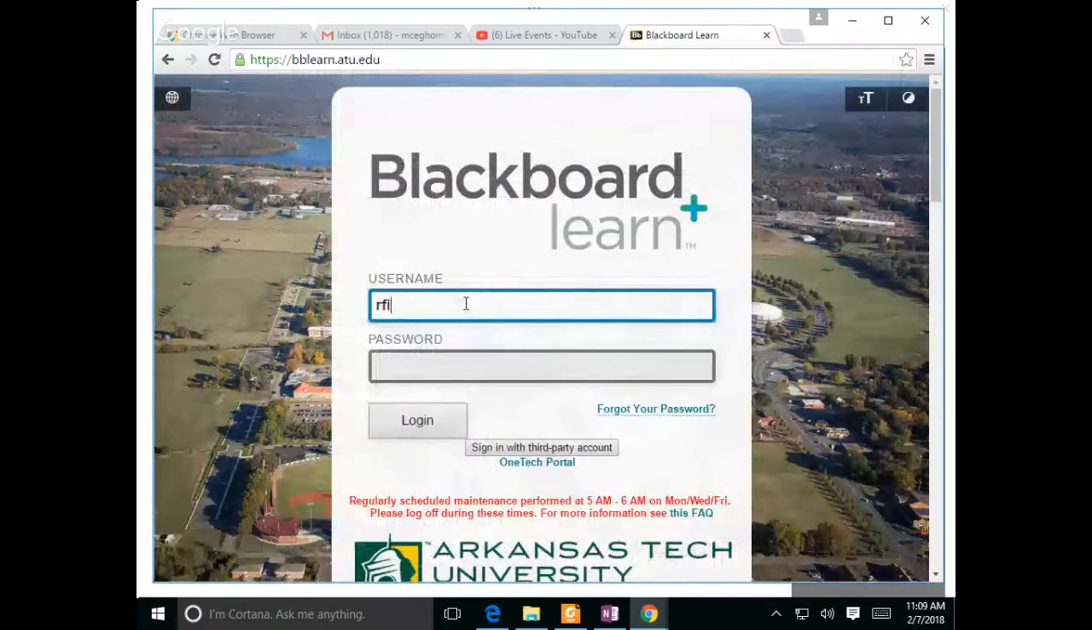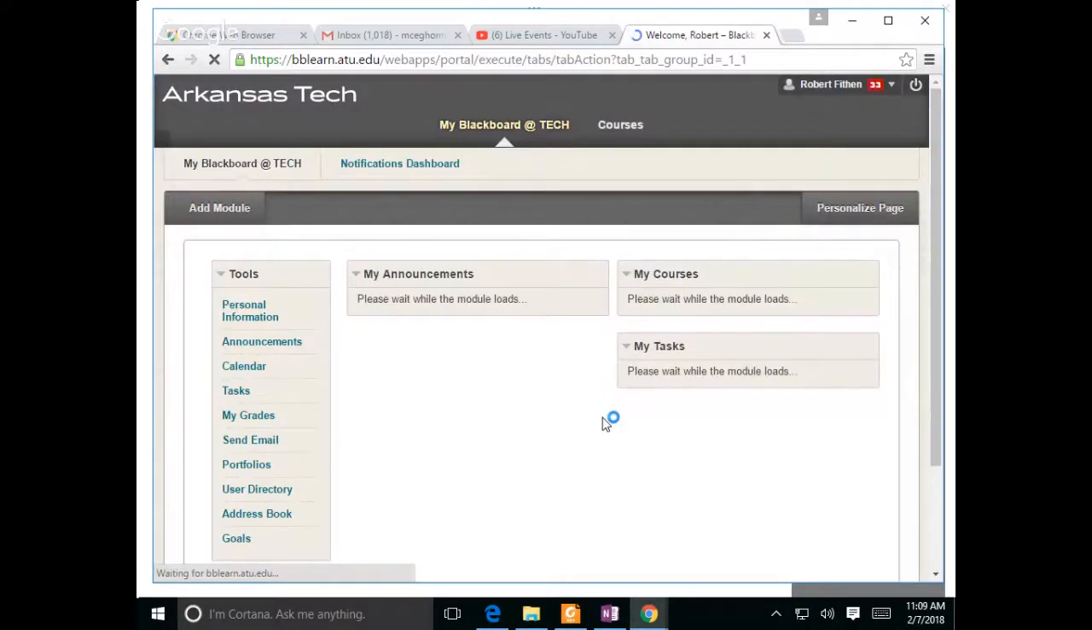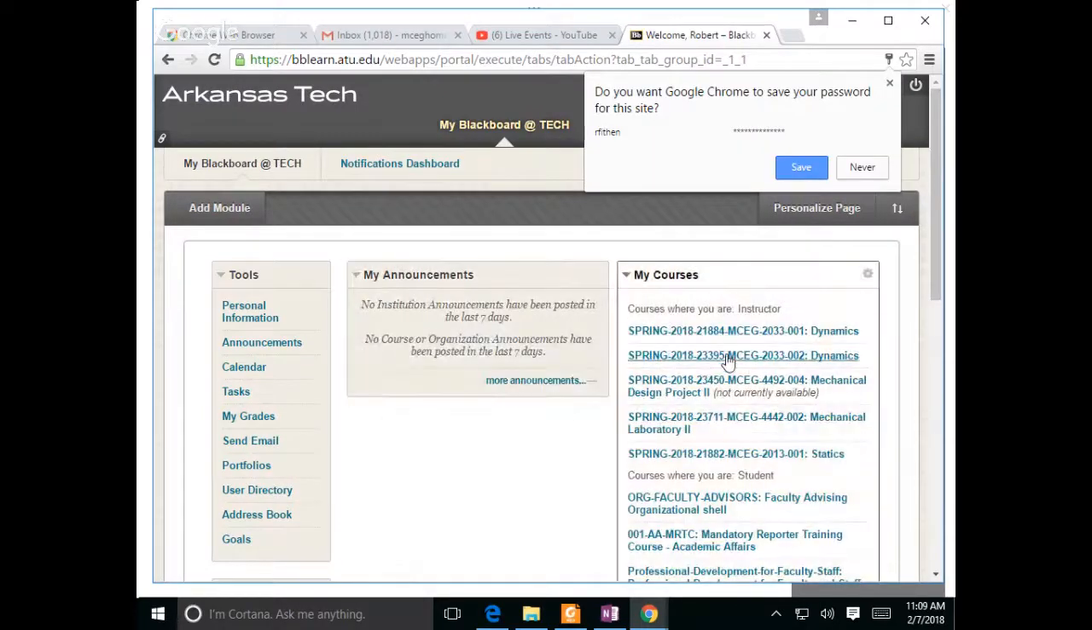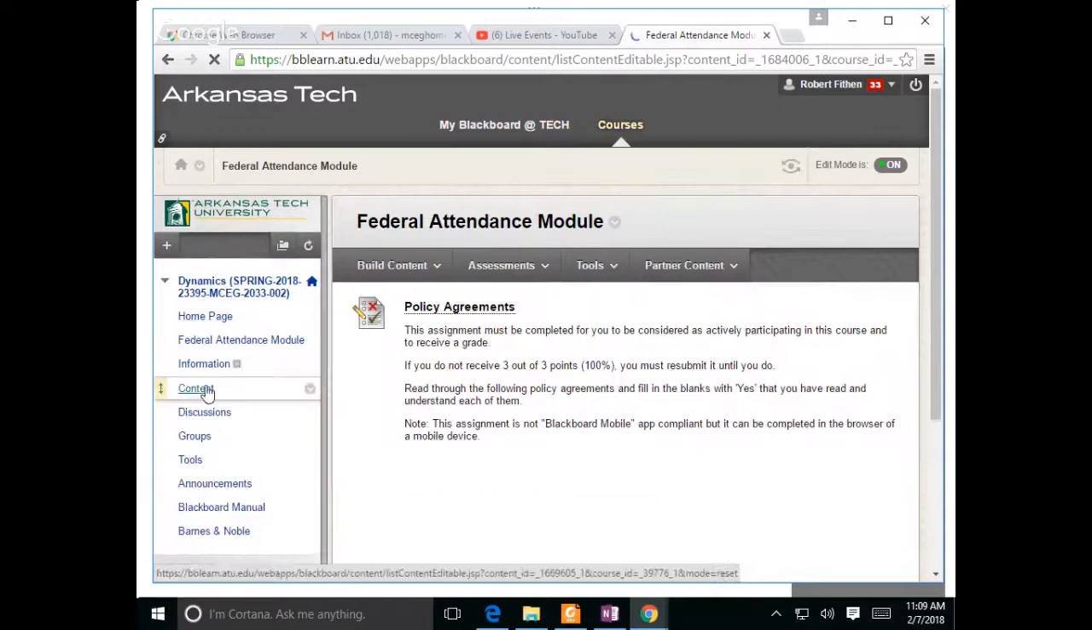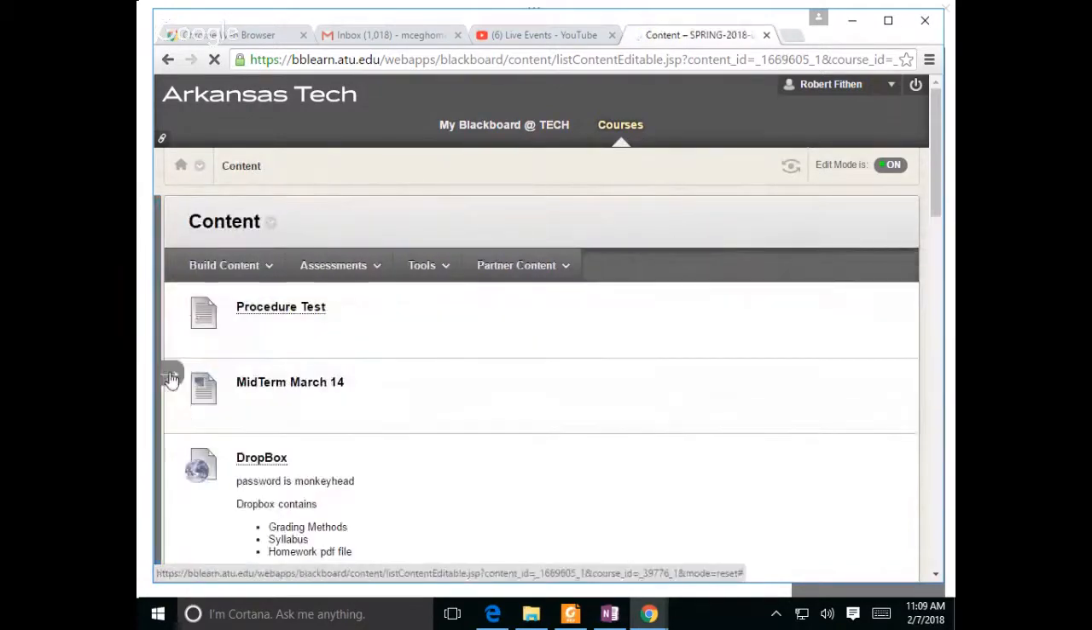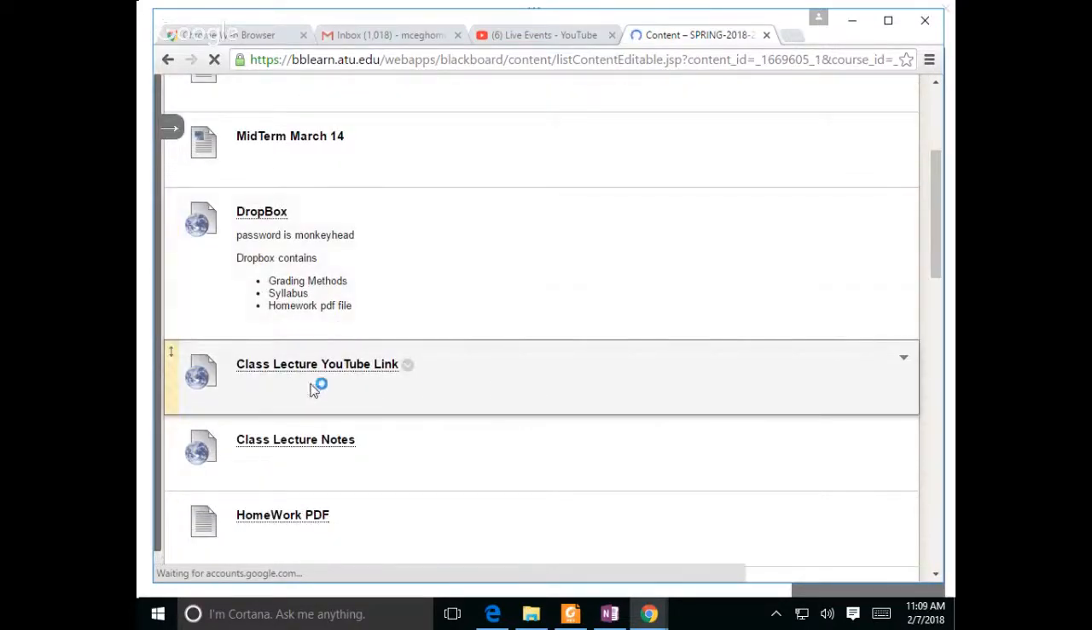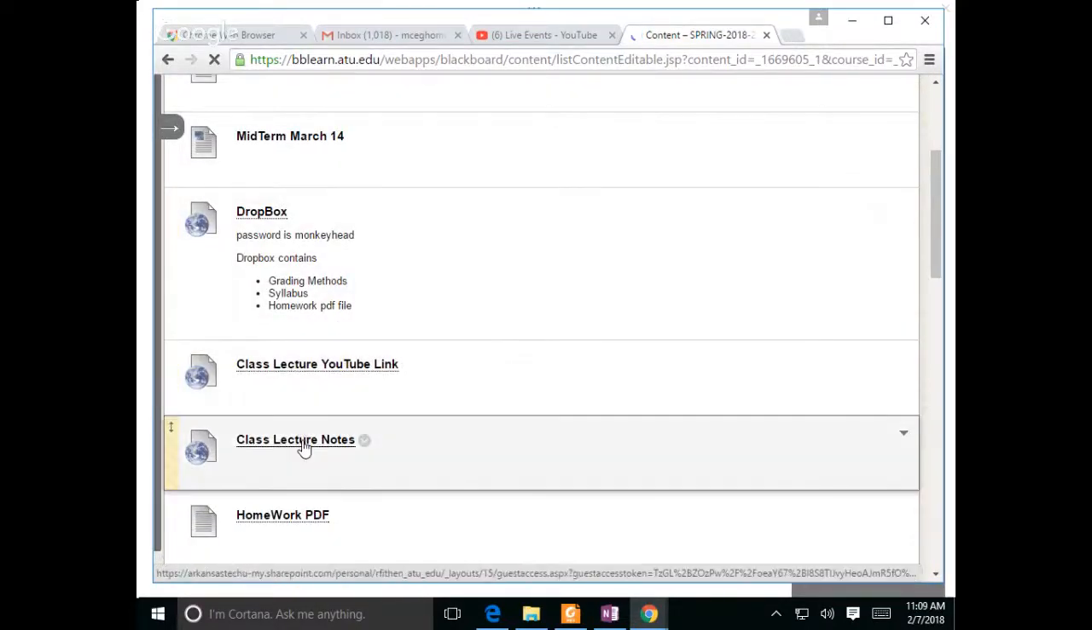Okay, what I'll do is monkey around with it, and then I'll show you. I'll log in and get to our site. It doesn't matter which dynamic section I go to because they're both linked to the same one. So I go to content. I hit the content button. Oh yeah, there it is. So you go down here. There's the YouTube link, but class lecture note.